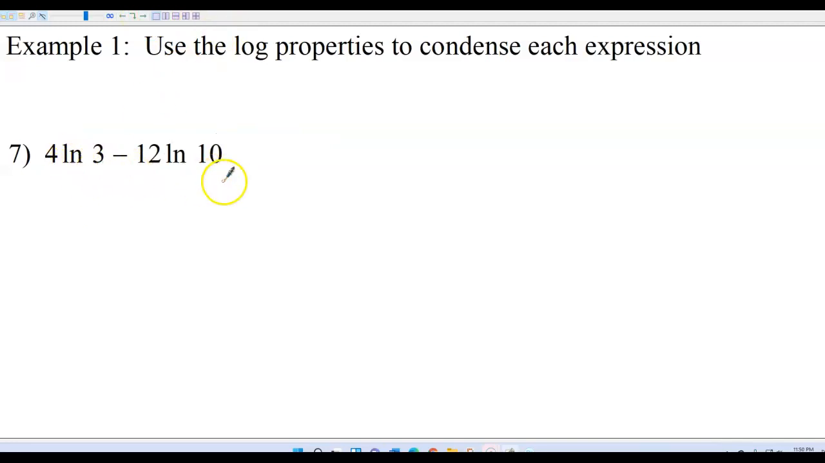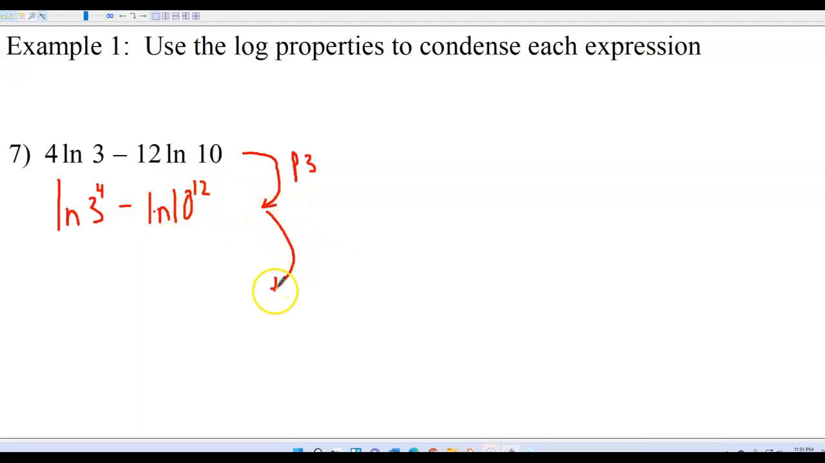Notice this one has ln, but it doesn't matter what the type of logarithm it is, whether it's a natural log, a common log, or just some other random log. The properties work no matter what. So same rules apply. In other words, property 3 will have me rewrite these in the following way. ln of 3 to the 4th power minus ln of 10 to the 12th power.